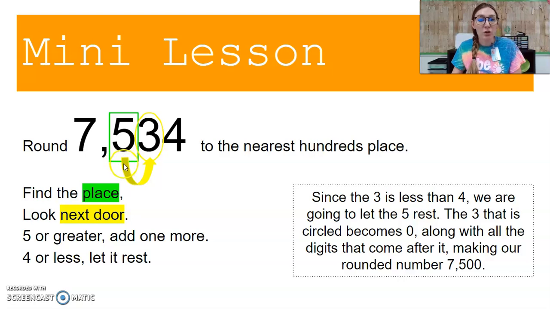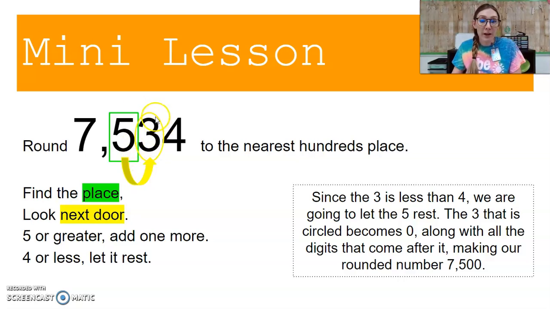Find the place. Look next door. That means we're looking next door to the place that we're rounding. So for rounding to the hundreds place, we're going to look next door to the tens place, and we're going to go ahead and circle that, because when we're done with that number, it's going to become a 0.